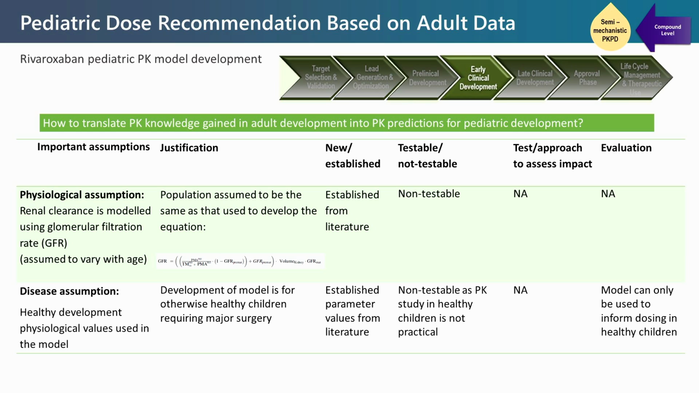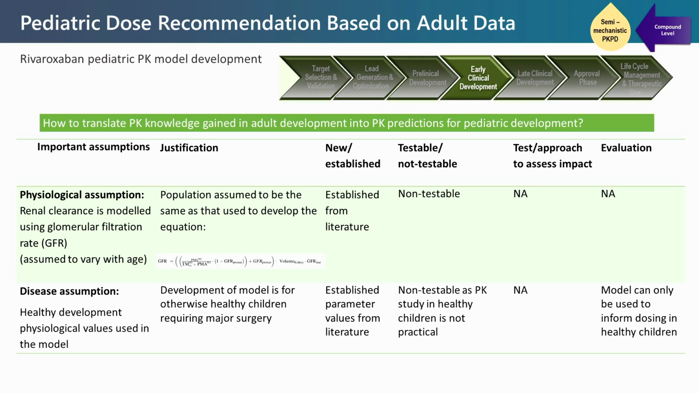Another assumption is on disease: the pediatric model is based on a normal healthy developing population, especially concerning organ development of liver and kidney. The justification is that the model may be used to inform dosing in healthy children who require major surgery and hence will be at risk of VTE. This is an established assumption as parameter values are from the literature.